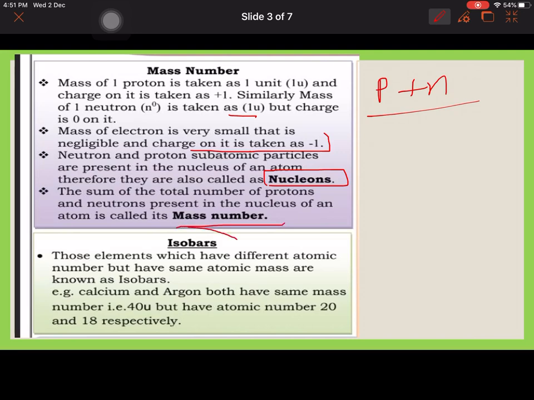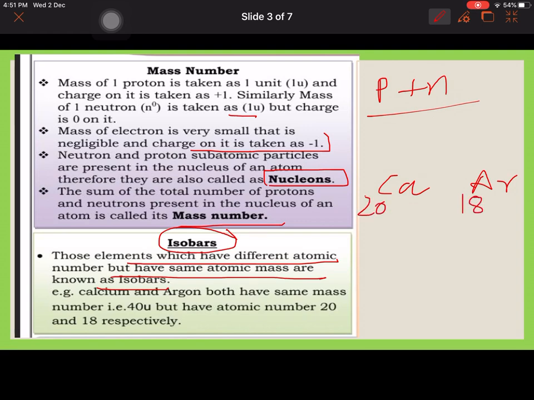Both combined are called nucleons, and the sum total of protons and neutrons present in a nucleus is known as mass number. Now there is a term which is known as isobars. Isobars means those elements which have different atomic number but having same mass number. You can take the example of calcium and argon. Both are having different atomic numbers, one is 18, another is 20, but the mass number of both is same, that is 40. So both of these are examples of isobars.